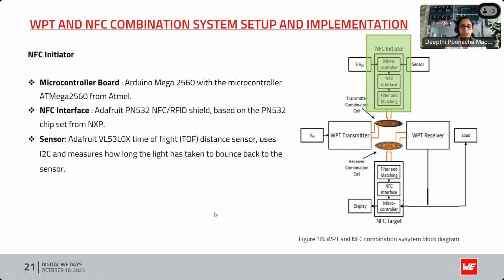This is the initiator block. In the initiator block, we have a power source for the microcontroller, which is 5 volts, and as a load, we have also connected a sensor to the microcontroller. We have simply used the Arduino Mega microcontroller and the Adafruit PN532 NFC RFID shield. For the sensor, we have used a time of flight sensor from Adafruit. We have used easily available components from Arduino and Adafruit, so anyone can build it themselves.